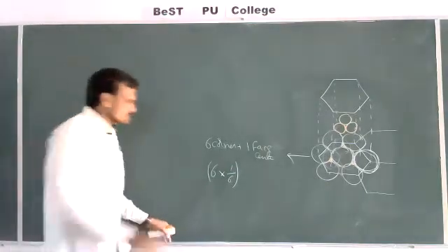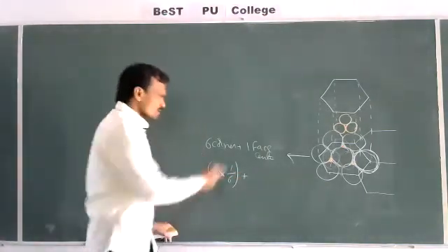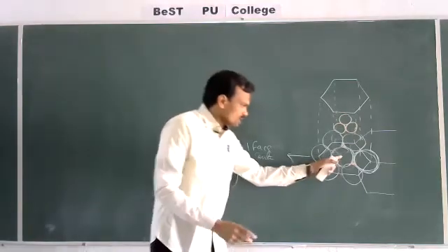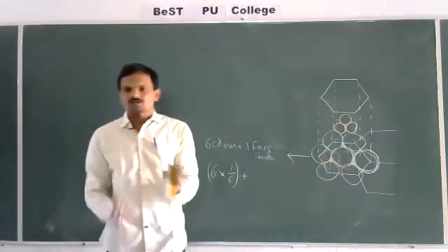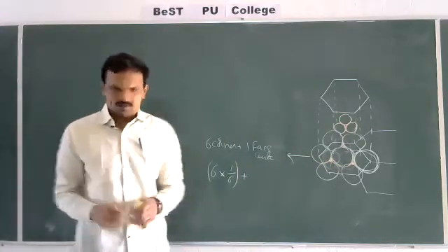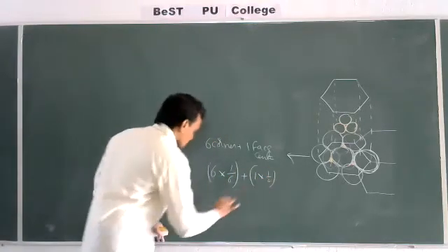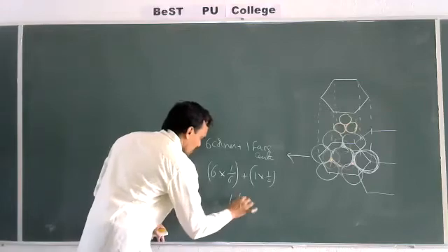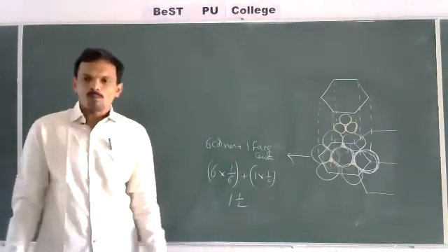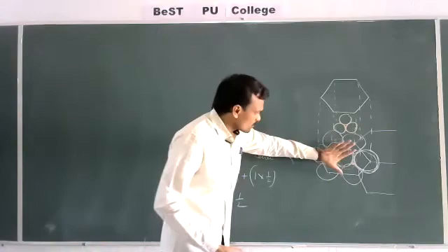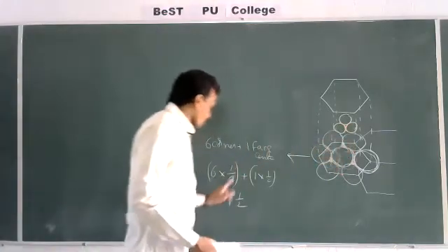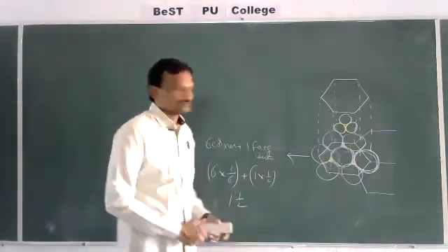6 into 1 by 6 plus 1 face center. See, in any unit cell, the face center particle is shared with 2 other unit cells, common. So 1 into 1 by 2. Total we get 1.5 particles. Means in this plane, we get 1.5 particles contributed to the unit cell.